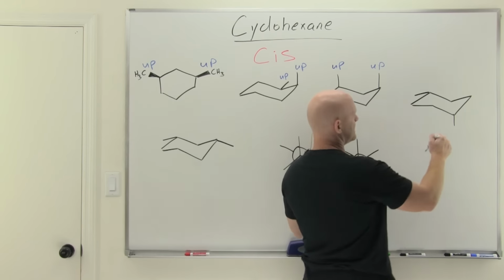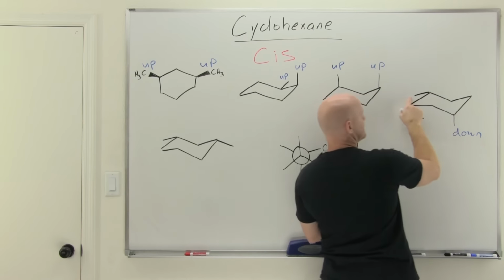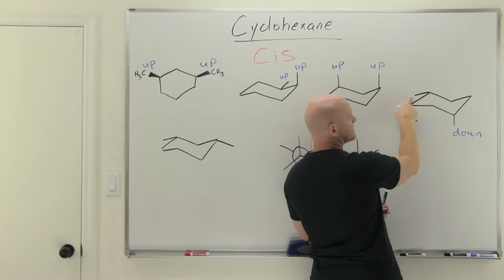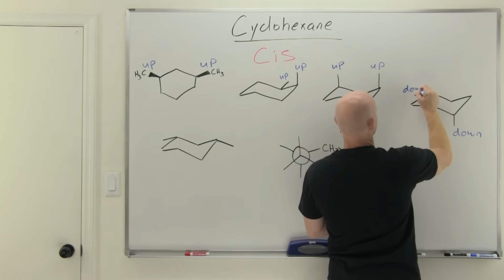So looking at these right here, I can see that this axial position right here is definitely down, and this one's not straight up or straight down, so it's definitely not axial, it's equatorial, but it is slanted more down than up, so they're both down.